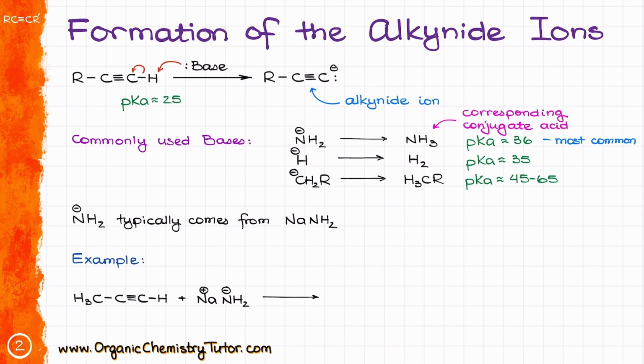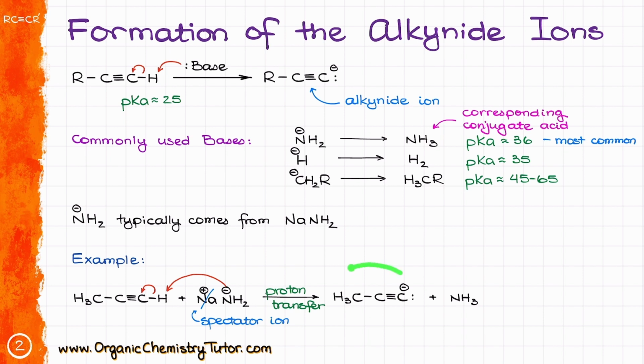So if I were to use a real example here with real molecules, I'll treat propyne, the 3-carbon chain with an alkyne at the very end, so I'll treat that propyne with sodium amide, giving me the corresponding alkynide anion and ammonia as products. So this one is going to be my alkynide, and of course NH3 is my ammonia.